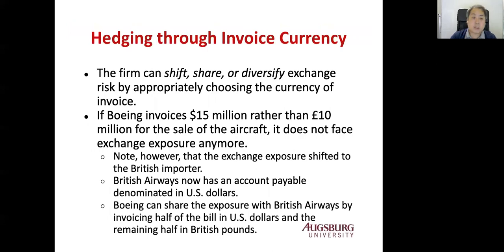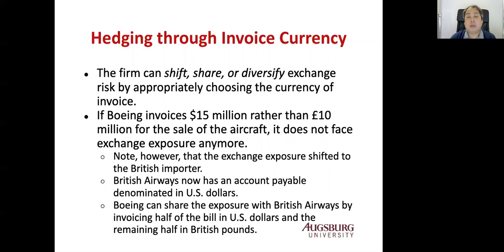Hedging through invoice currency. So the firm also can shift, share, and diversify this exchange risk by appropriately choosing the currency of invoice. So you basically can choose invoice, like you can pay dollar, you can pay pound. So if Boeing invoiced $50 million rather than 10 million pounds, then they don't have to face this exchange exposure anymore, right? But it's basically not eliminating this exposure.